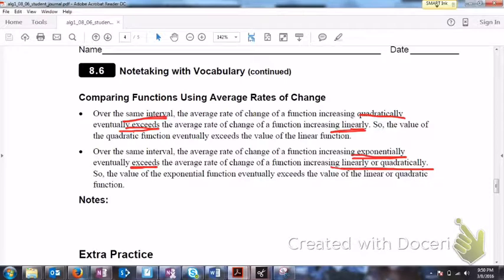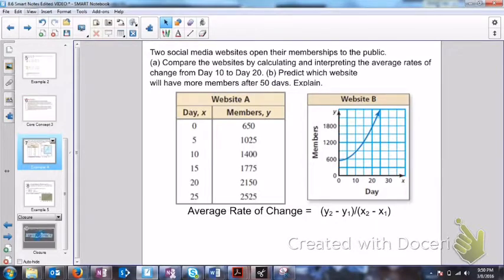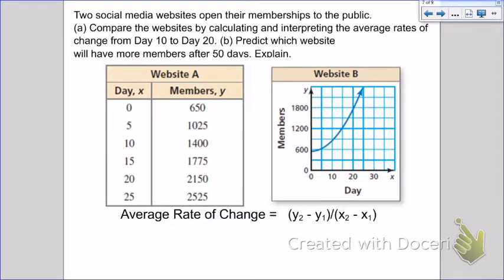So in order to do this, we're actually going to need a couple examples here with some graphs. So I'm going to go ahead and drag those over here, and let's take a look at a couple examples. Now we're looking at these two charts, which are talking about two social media websites which are opening their memberships to the public. In part A, we've got a chart, and in part B, for website B, we've got a graph. Part A of this question asks us to actually calculate the average rate of change from day 10 to day 20.